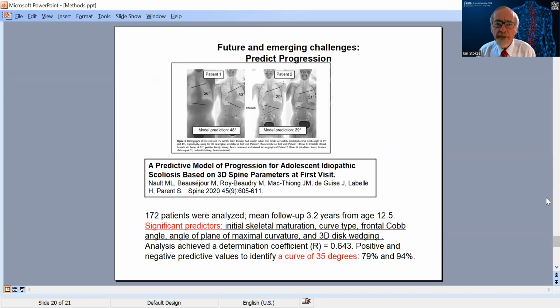And this is a study from Nault and colleagues in Montreal. They developed a predictive model of progression using measurements from radiographs, and they found that significant predictors were initial skeletal maturation, curve type, frontal Cobb angle, angle of the plane of maximum curvature, and 3D disc wedging. With that set of measurements, they could achieve an impressive level of predictive power.